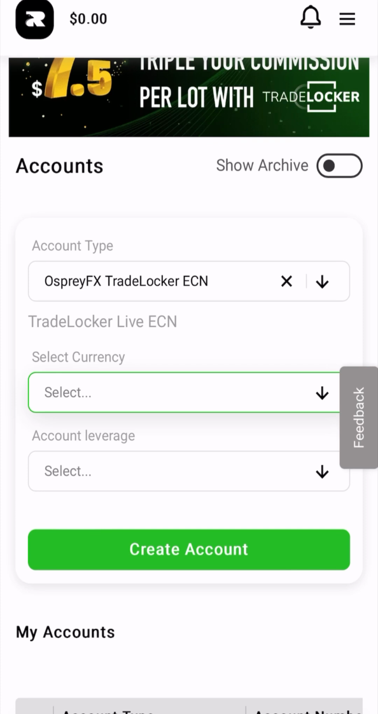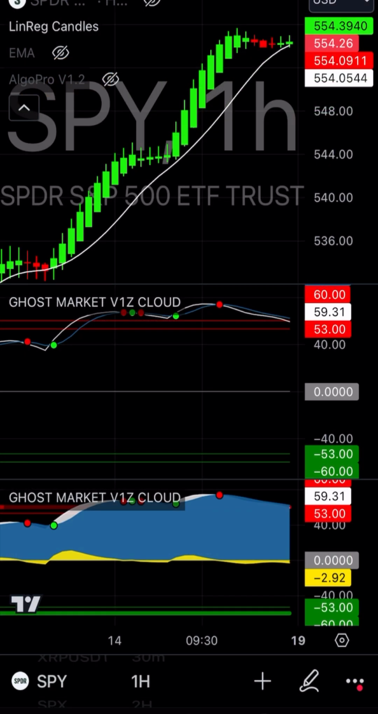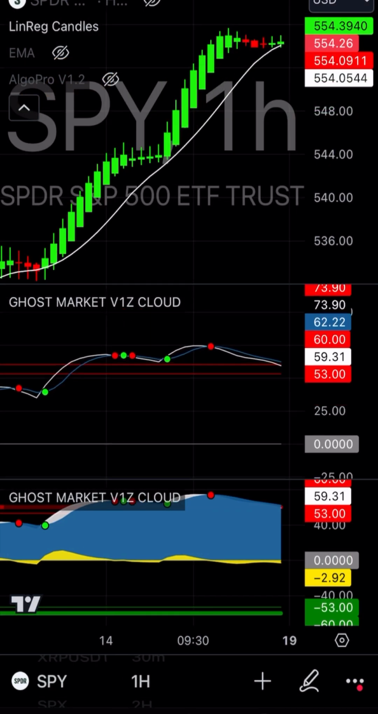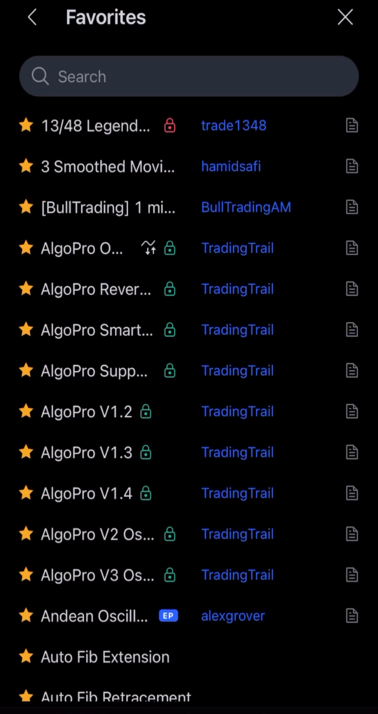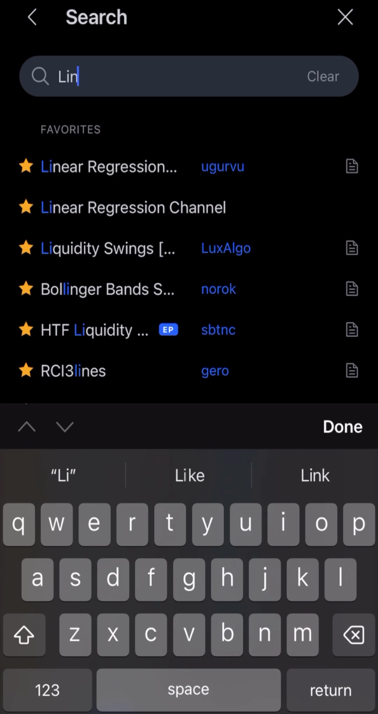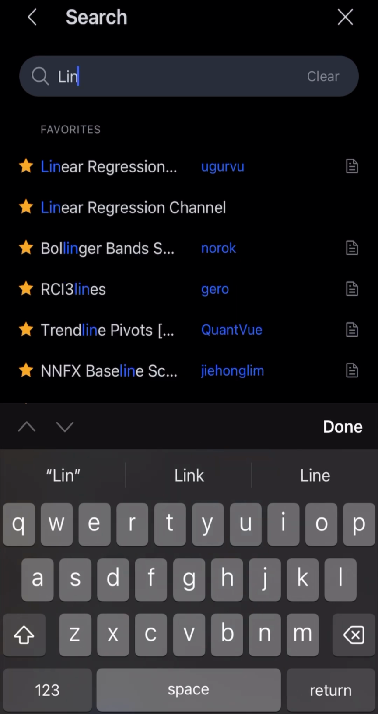So real quickly, I'm going to go over some strategies that might help the average person get more familiar with the S&P 500. To get a better understanding and increase your chances of understanding the direction, I use the linear line strategy. Basically, I go up here to indicators, go to linear regression by UG, UR, VU, and then I pick that one.